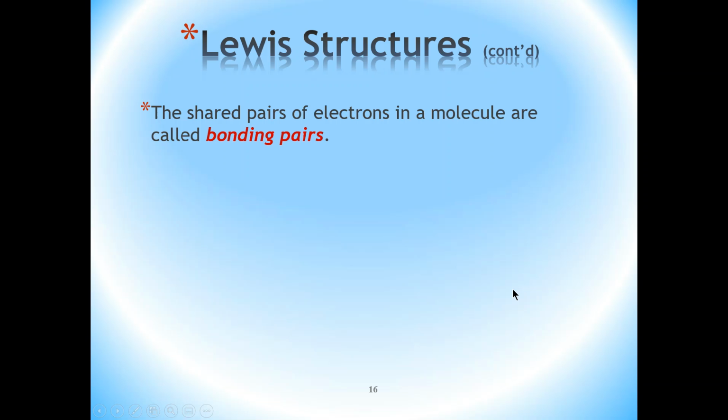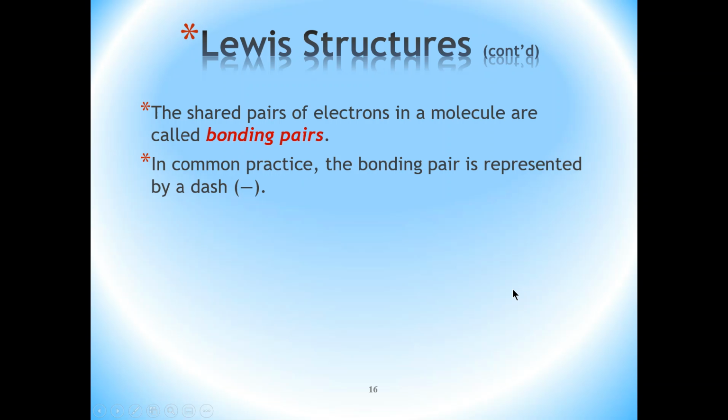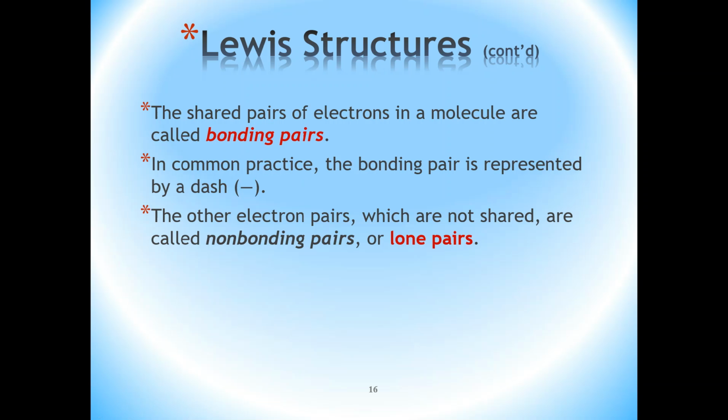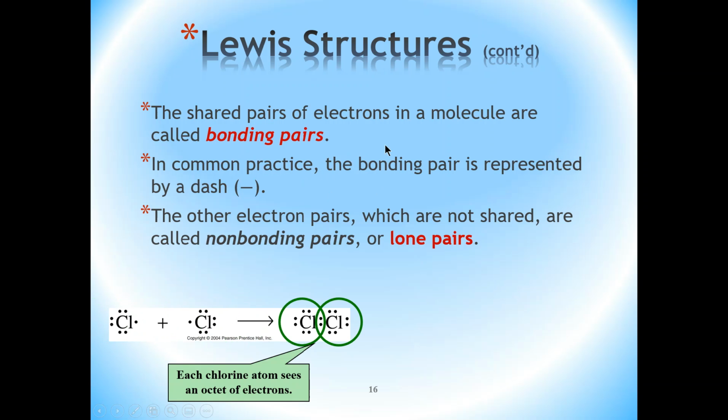Okay, so let's talk about some symbolism and terminology with respect to Lewis structures. When you look at the Lewis structure of a molecule such as chlorine, which is what you see here, we have individual Lewis symbols for the chlorine atoms, and then when they share the single electron that they both have, which is unpaired, you end up with the molecular structure. So this is the Lewis symbol or structure for the chlorine molecule. If you look at this, you'll see that each chlorine atom will end up with 2, 4, 6, 8 electrons.